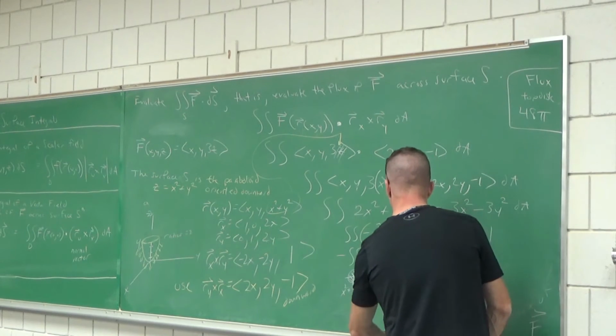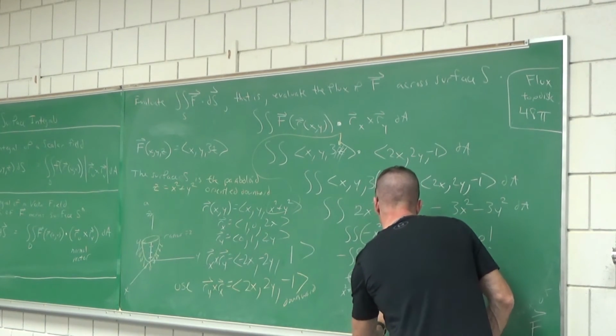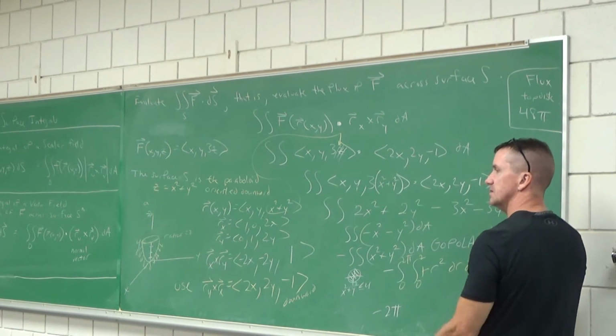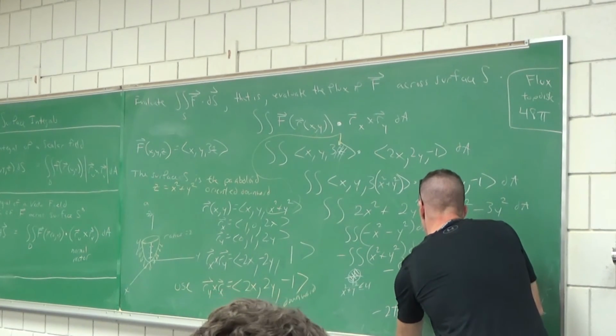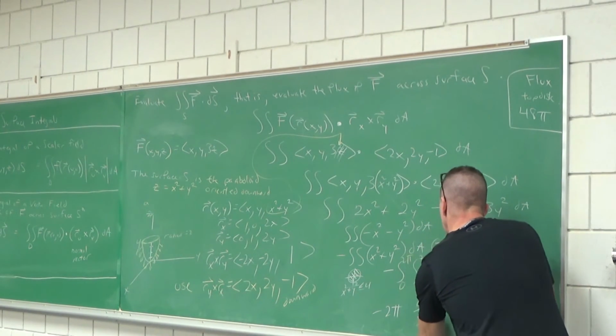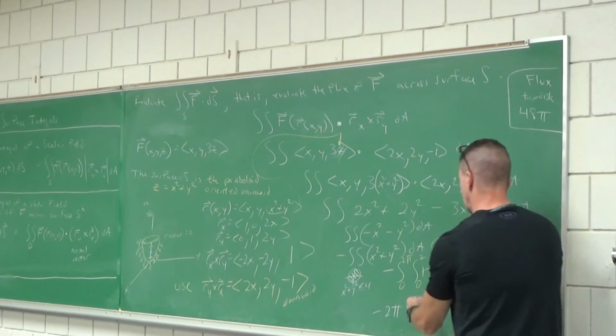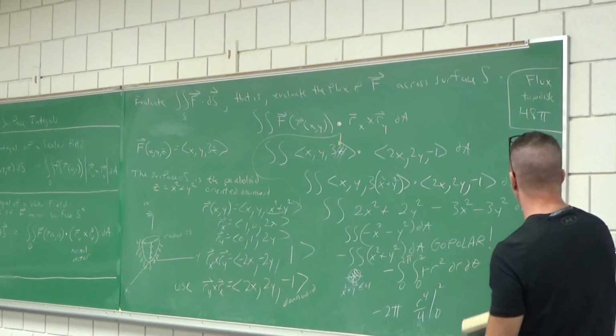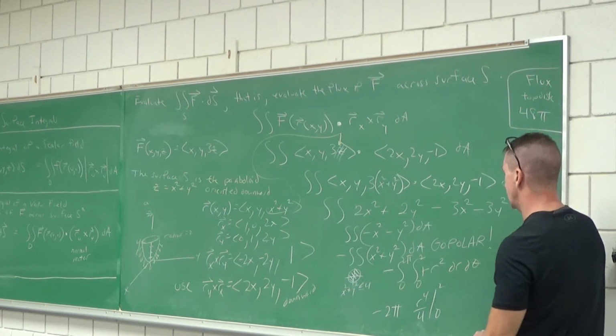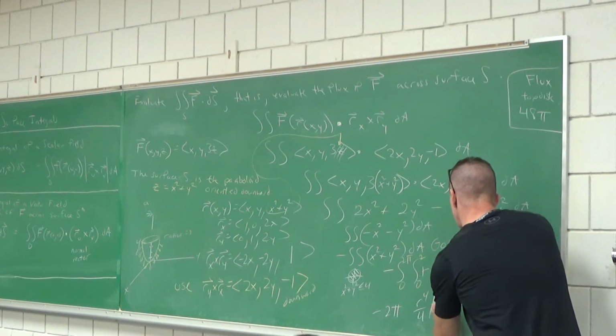What's the integral of r cubed? Okay, negative 2π. What's the integral of r cubed? r to the 4 over 4 from 0 to 2. What's that final answer? It's negative 2π times all that. Oh, I'm getting a negative value. Negative 8π.